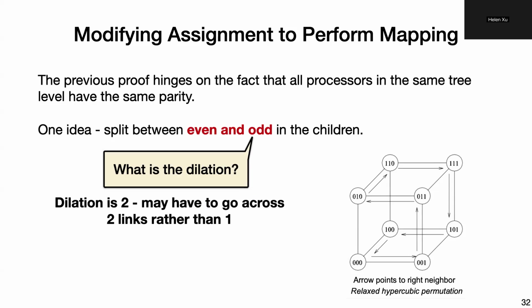And that will work. However, the dilation would become 2 because you may have to go across 2 links rather than 1. In the hypercube, if you have an even number of zeros, all your neighbors have an odd number of zeros. And to get to another node with an even number of zeros, you're going to have to take at least 2 hops. Unless it's you, but it's not you. So the dilation would become 2 because if your child is assigned to something with even parity in the hypercube, in the tree that's distance 1, but in the hypercube it would become distance at least 2.